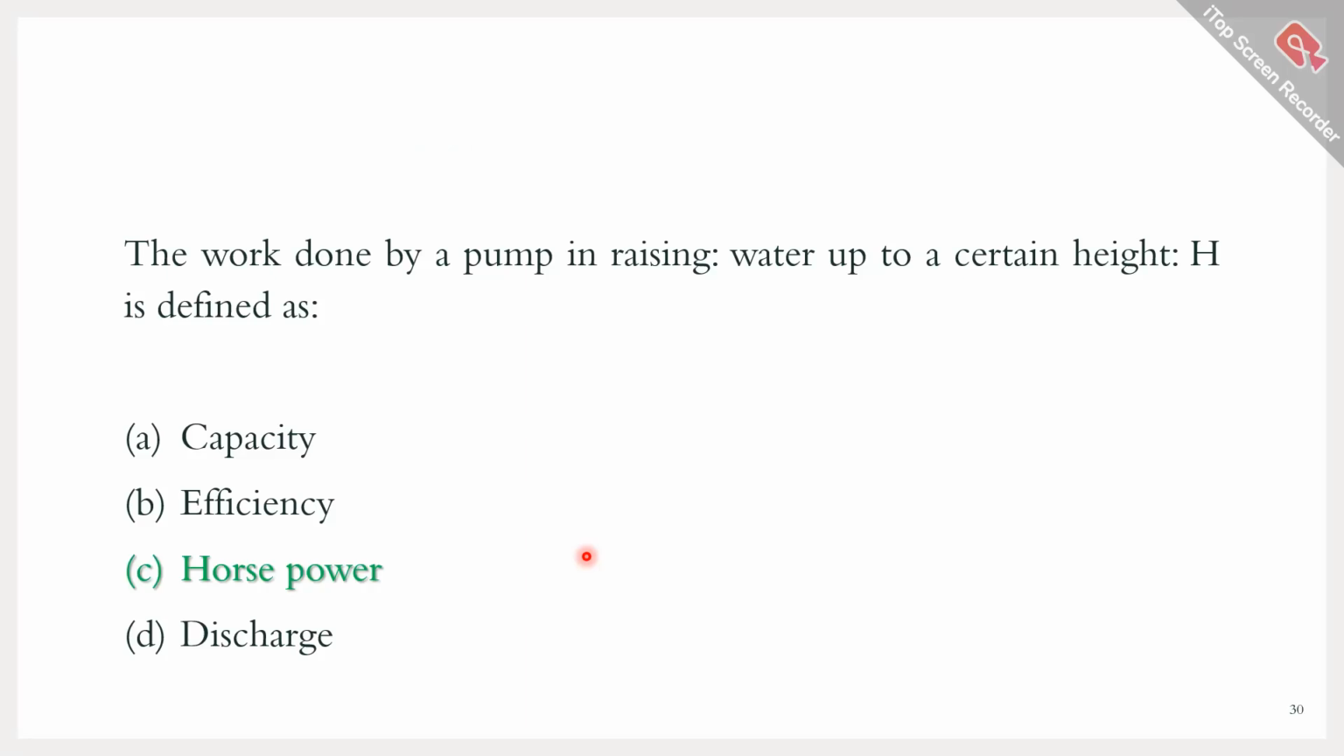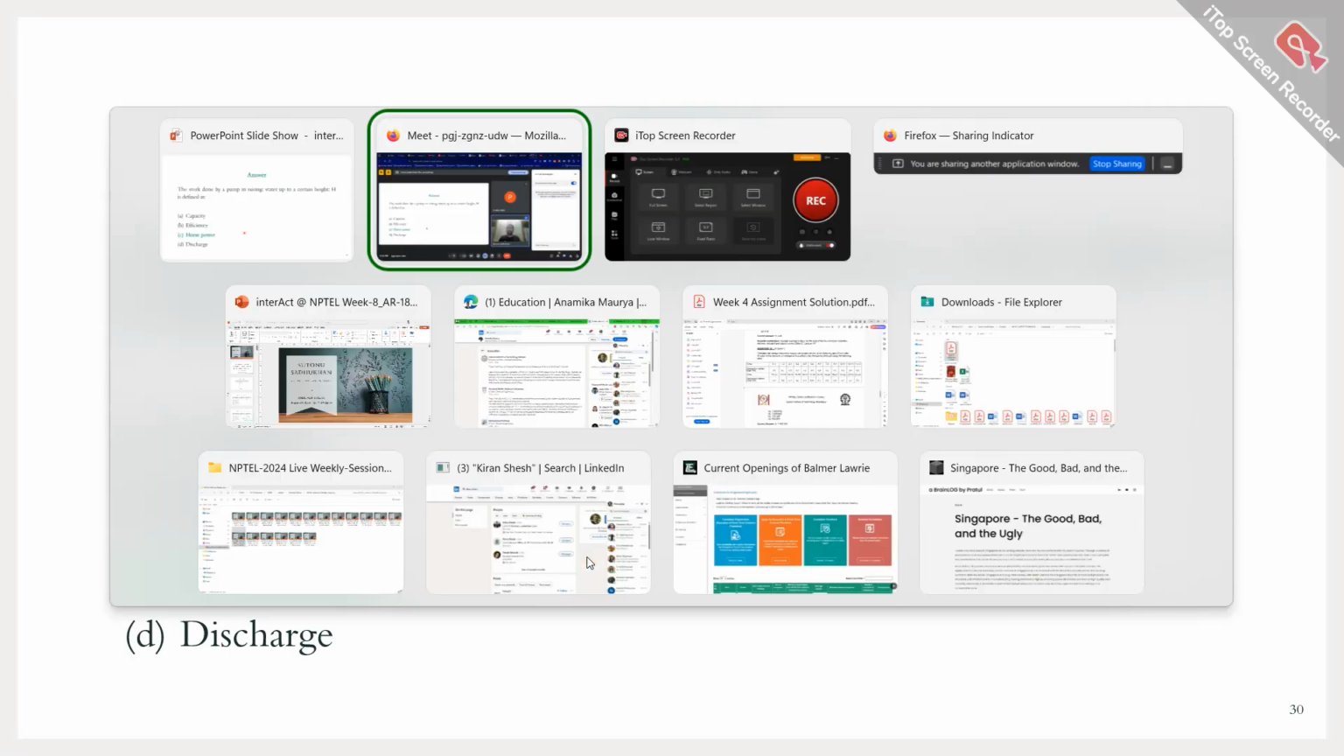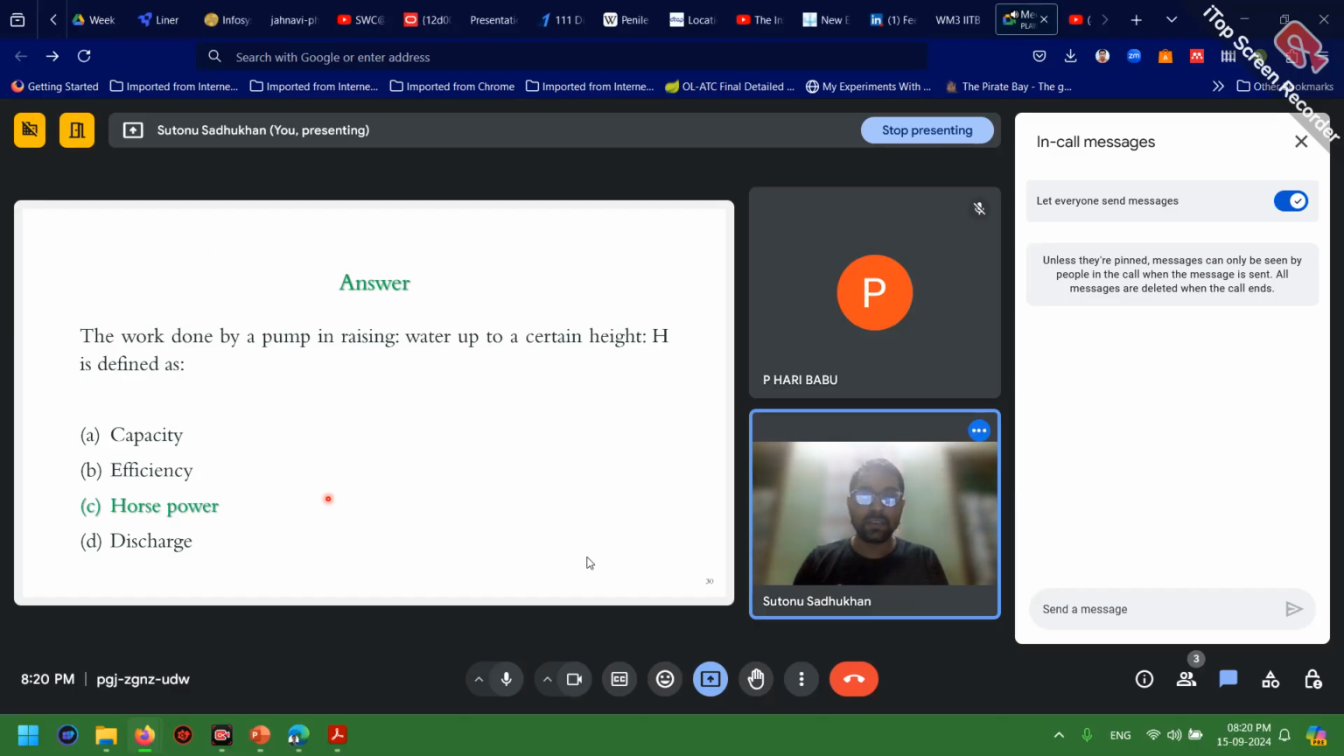So horsepower, option C is the correct option. The work done by a pump in raising water up to a certain height H is defined as horsepower. We just discussed this in an MCQ through a problem where you had to calculate the brake horsepower, right? The water horsepower is not there in the option. If it was there in the option, then some confusion would have been there. But it is not, so only one power unit is there, that is horsepower HP, that you should have answered.